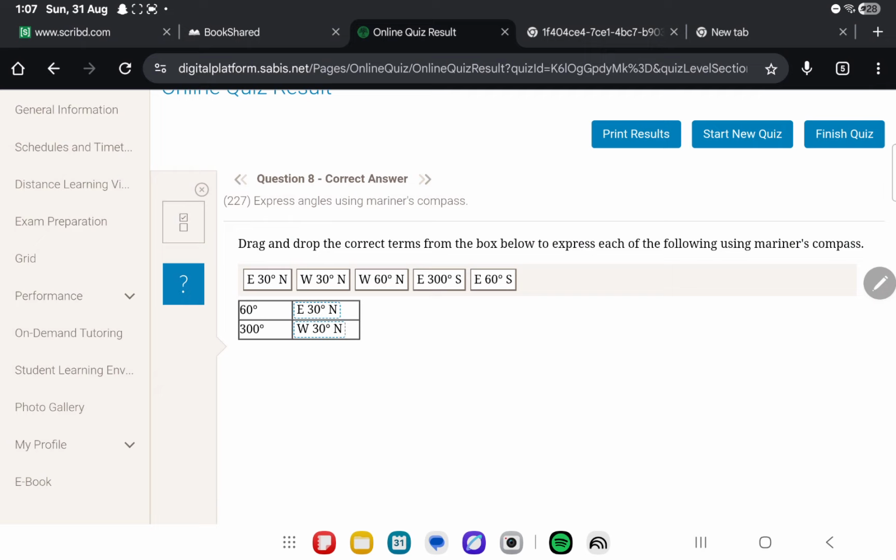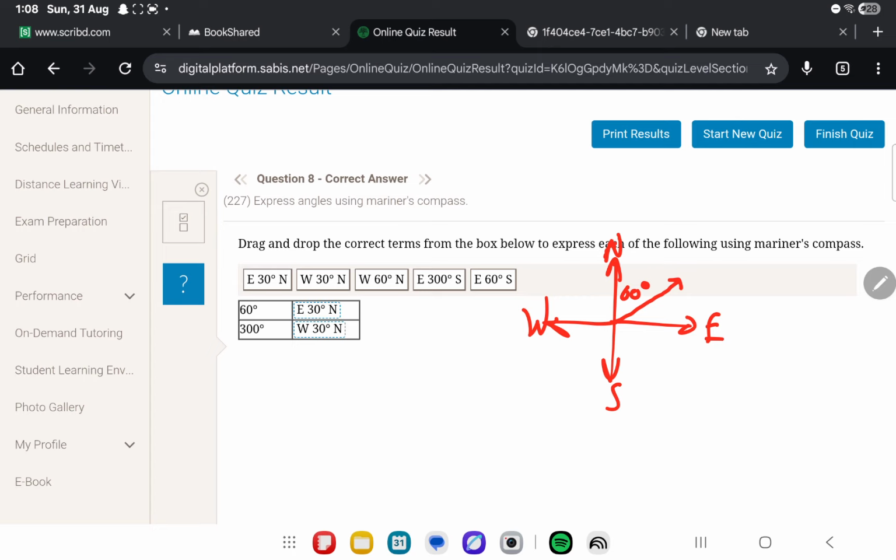Drag and drop the correct terms from the box below to express each of the following using Mariner's compass. So, 60 degrees. Let's draw our plane out first because this makes it easier for us. So, 60 degrees is obviously going to be positive 60 degrees. So, we're going to go somewhere here. Let's say this is actually 45. Wait, it's going to be something like this. So, this is 60 degrees.